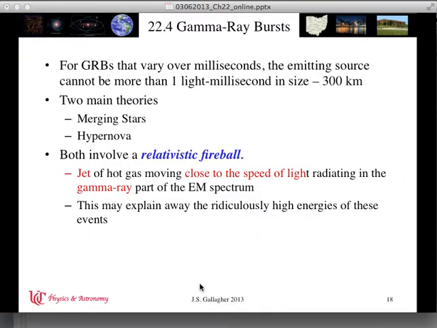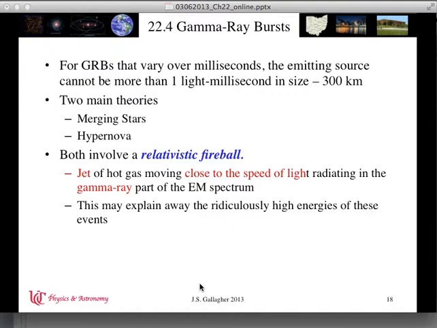So what does this mean for gamma ray bursts? Well, gamma ray bursts vary over milliseconds. This means that whatever is causing the gamma ray burst, the source of this emission, can't be more than 1 light millisecond in size, the length that light travels in 1 millisecond. So this is roughly a size of 300 kilometers. Whatever the physical mechanism is, it has to be pretty small, smaller than 300 kilometers.